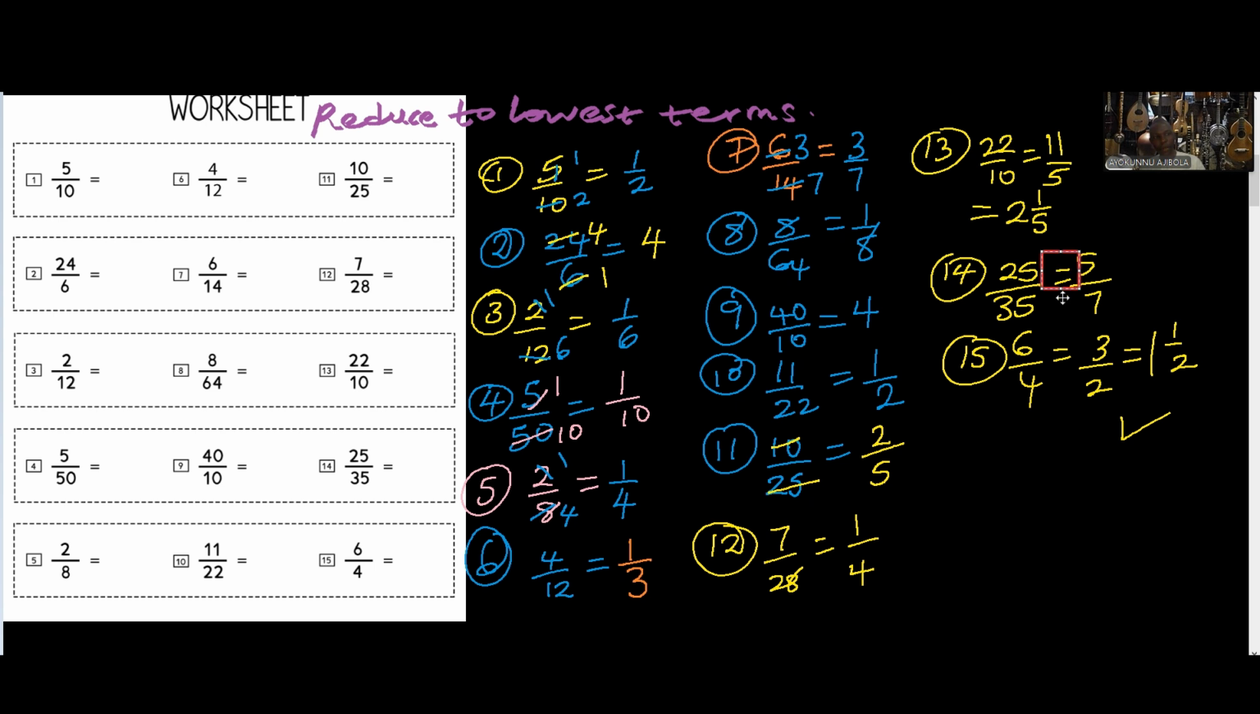Then we have 6 over 4 here. So the number that can factor them is 2. 2 goes here, that's 3. And 2 goes here, that's 2. Then 3 over 2 is going to give us one whole number. Because how many times can 2 go in 3? That's 1 time. Then remaining 1 over 2.